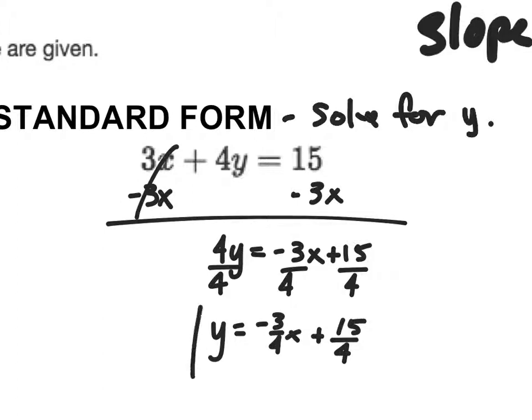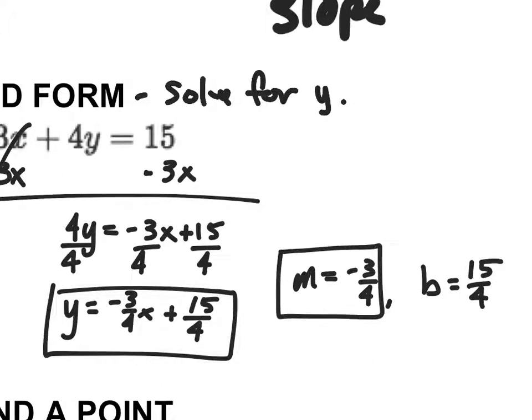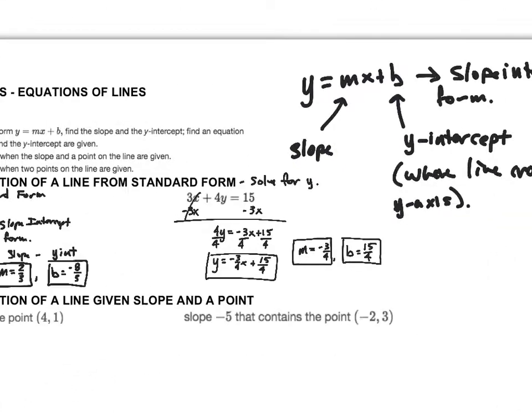Okay, so now this is solved for y, and I can identify my slope, m, which is equal to negative 3/4, and then my y-intercept b is equal to 15/4. Okay, and that's it. That's all I'm looking for on that. All right, so that's that.